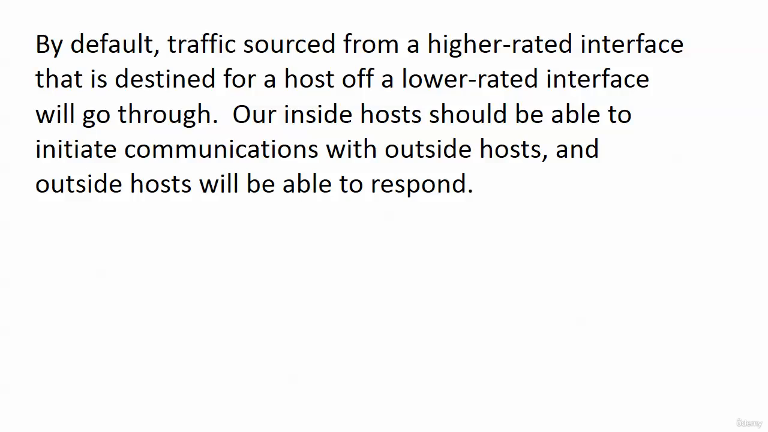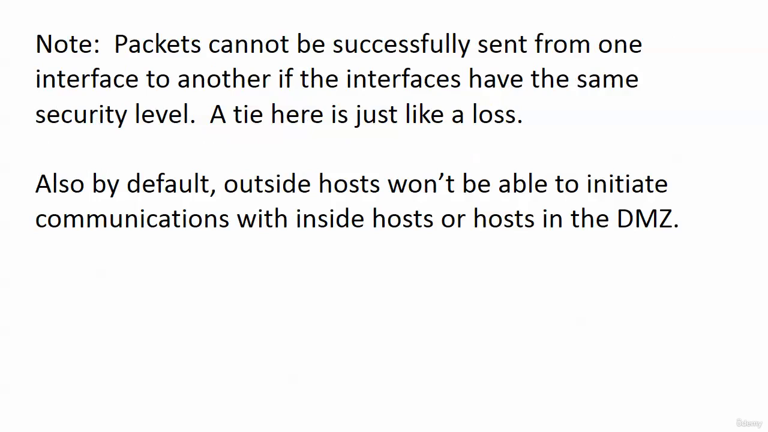By default, here's the major rule: traffic sourced from a higher rated interface that is destined for a host off a lower rated interface will go through. And I know you suspected that even if you didn't know it just by looking at that last drawing. But again, traffic will flow from a higher interface to a lower interface. It's just that simple. So with that rule, that means our inside host should be able to initiate communications with our outside host, and outside hosts will be able to respond because of that state table entry.